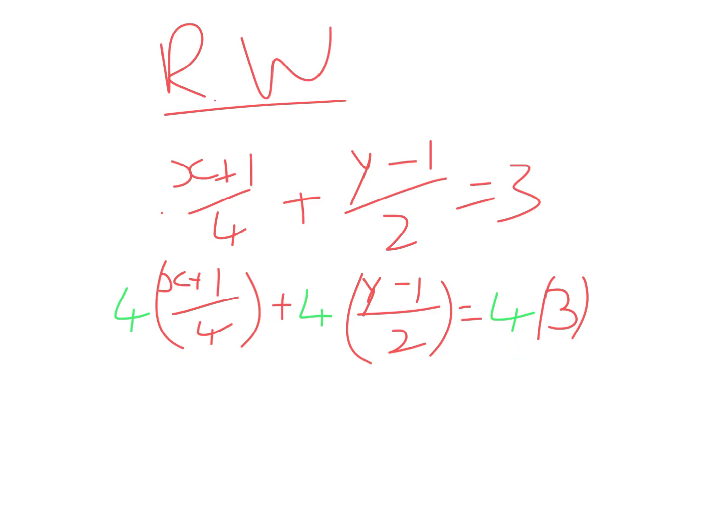Now, to save myself a little bit of hassle before I start multiplying out, what I'm going to do is just cancel those numbers with the denominator. So 4 divided by 4 actually cancels to 1, which makes life a lot easier. 4 divided by 2 cancels to 2. And over here, there's no denominator for it to cancel with.